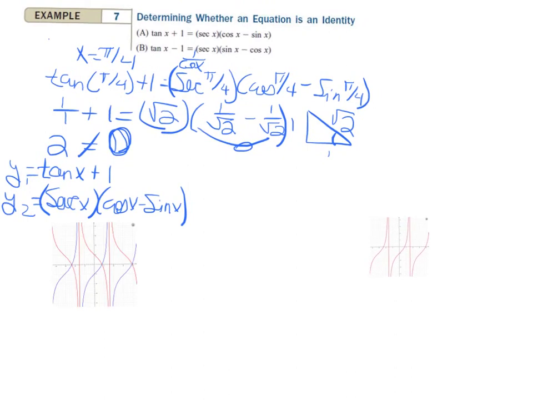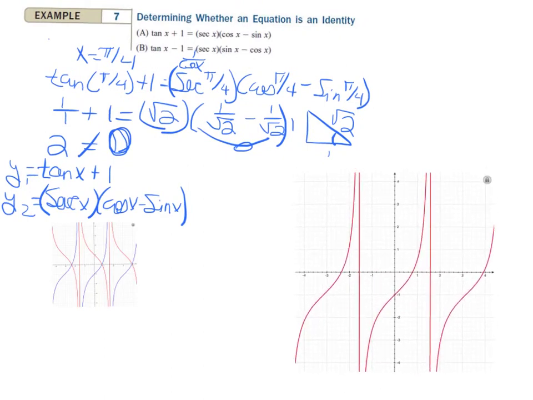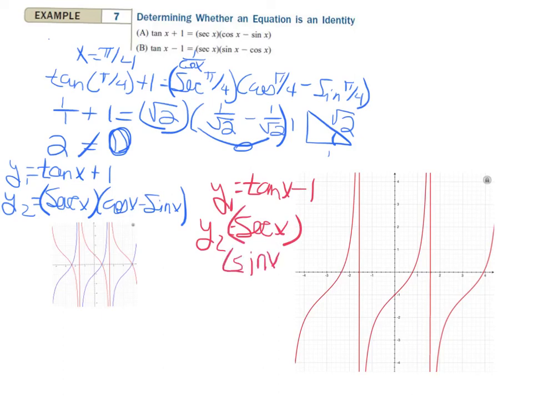All right, so that went with A, and now for B. This is the graph of B, and what I said was that y1 is equal to the tangent of x minus 1 and y2 equals secant of x times sine x minus cosine x. This is the trick. If they are the same graph, you know that they verify.